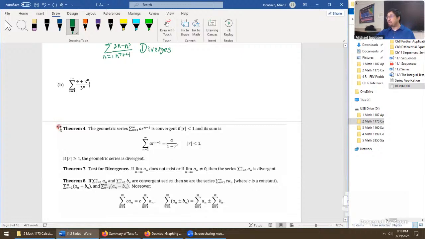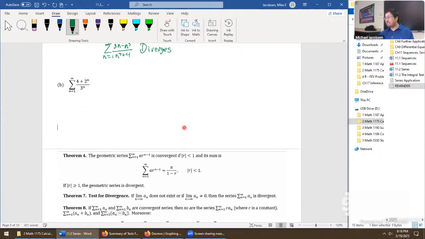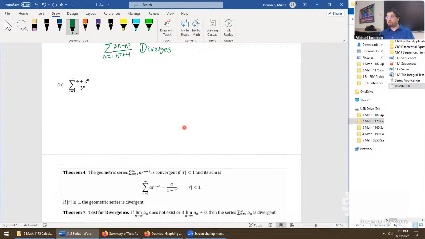We're actually using the geometric series test in Theorem 8. But let's give it a try regardless, using test for divergence, just to see what goes wrong. Let's call this attempt 1. Test for divergence.